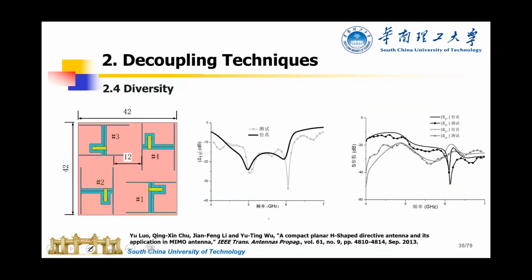Also, it's the work of my students, who use an H-shaped type of antenna like this. This is one antenna. So 1, 2, 3, 4. They just have different polarizations, so they also have good performance, which was published in 2020.